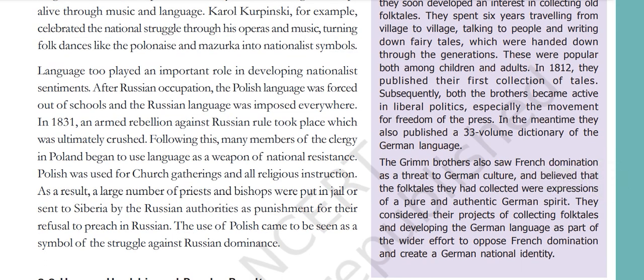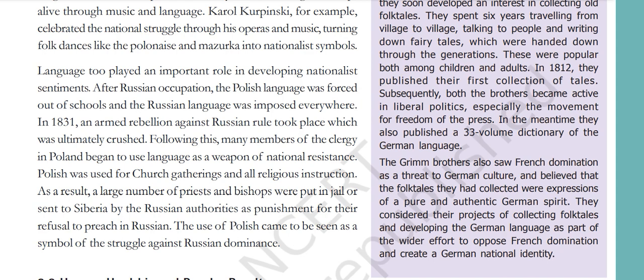Language too played an important role in developing nationalist sentiments. After Russian occupation, the Polish language was forced out of the schools and the Russian language was imposed everywhere. In 1831, an armed rebellion against Russian rule took place, which was ultimately crushed. Following this, many members of the clergy in Poland began to use language as a weapon of national resistance. Polish was used for church gatherings and all religious instruction.